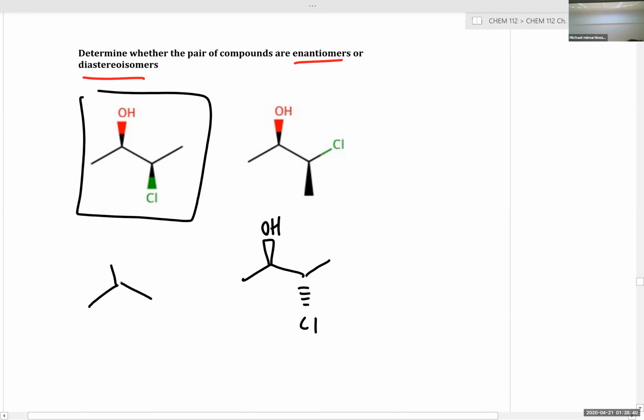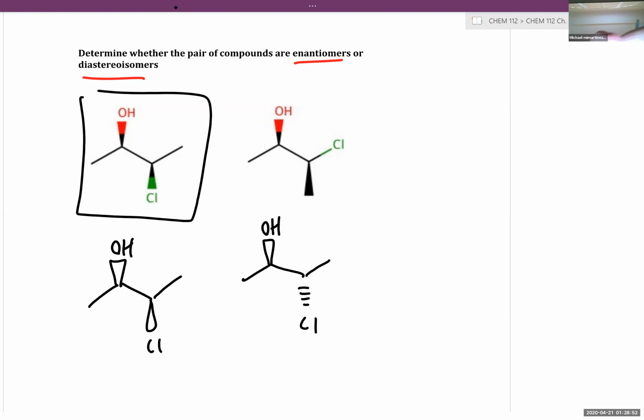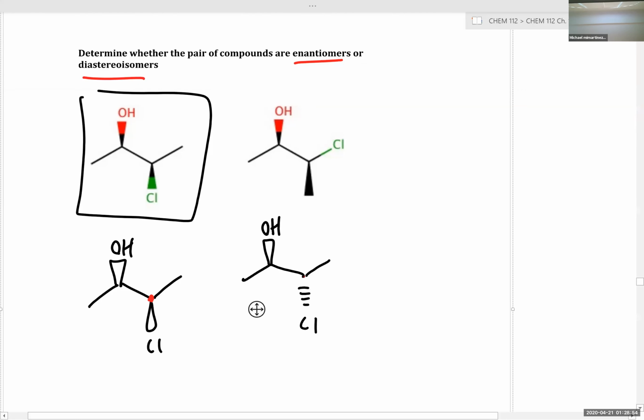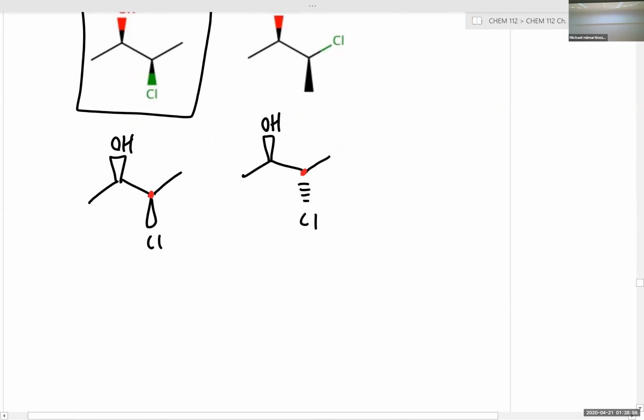Okay, so by direct comparison now, if we compare these two structures, we can see that only one stereocenter is flipped, and as a result, these two molecules are diastereomers. Does that make sense to everyone? Is everyone comfortable with the idea of rotating molecules and then comparing the configuration at each center?